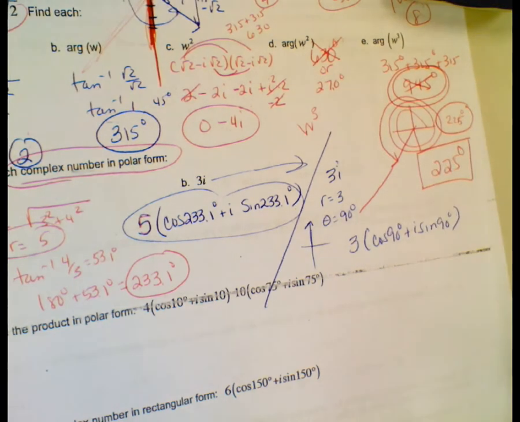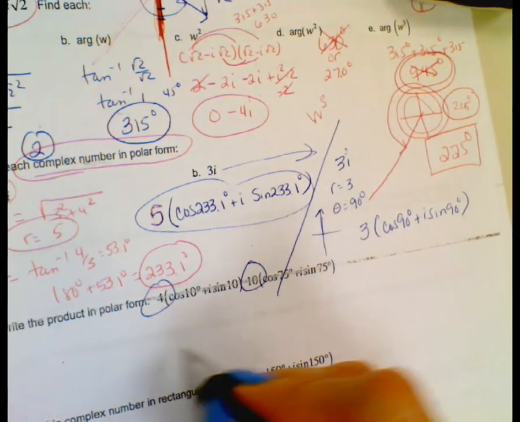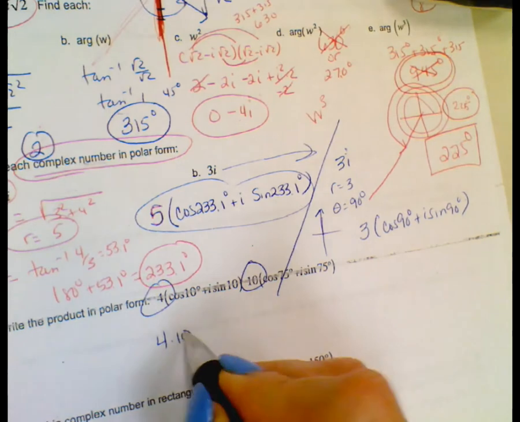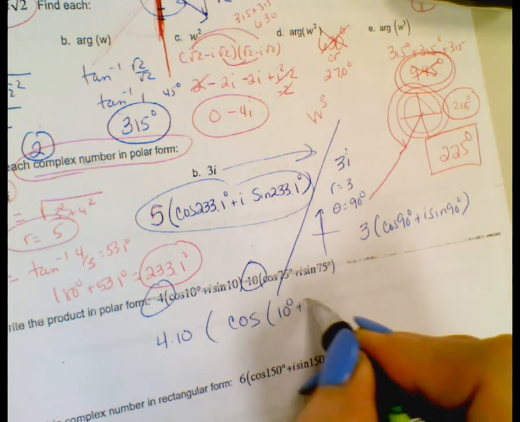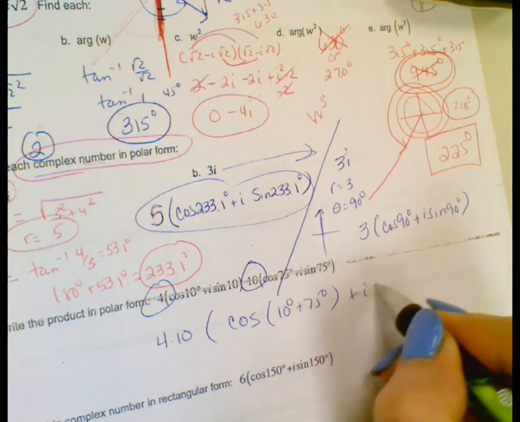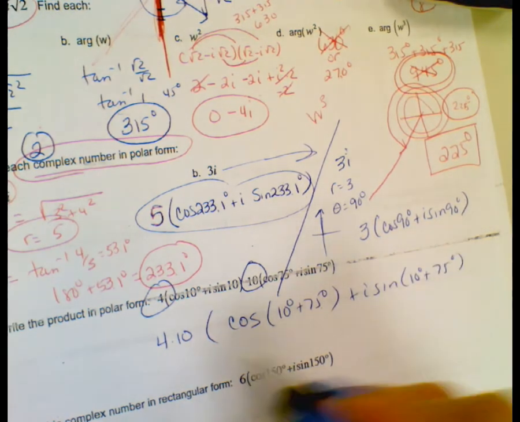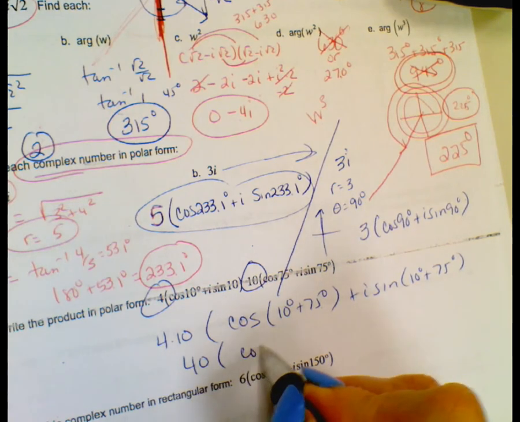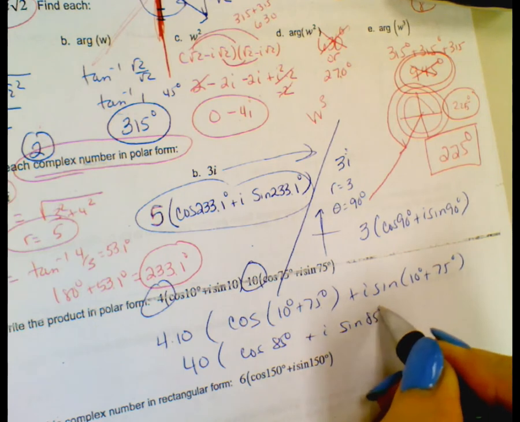No work needed. When you do products, you want to multiply the R's, so 4 times 10, and you want to add the angles. You're going to go 10 degrees plus 75 degrees. So it's going to be 40 cosine of 85 plus i sine 85.